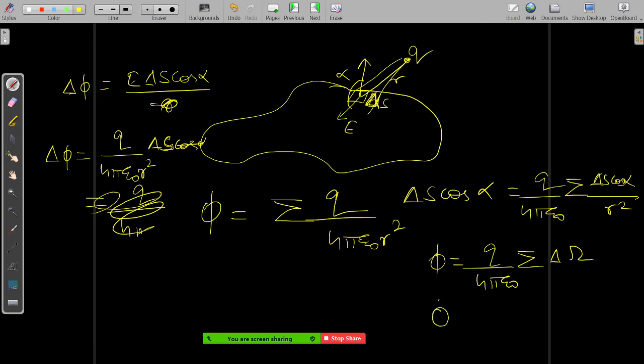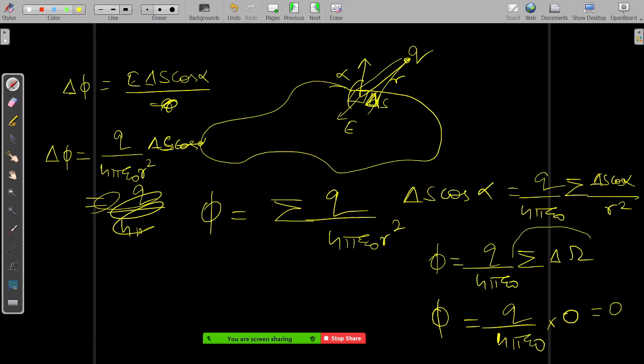Now if you do this again, it will become Q by 4 pi epsilon naught into 0. This becomes 0, because the solid angle made at an external point due to a closed surface is what? 0, right? Correct, no? Yes, it's zero. We saw that. So that is the total summation of the solid angle.